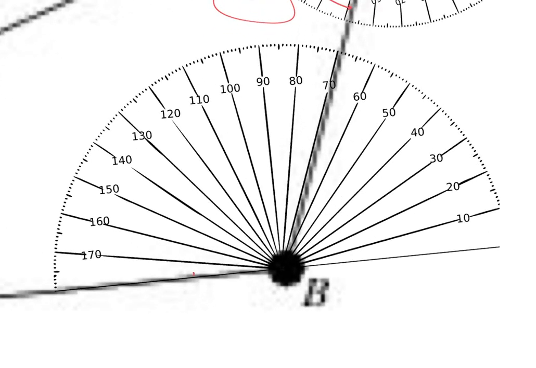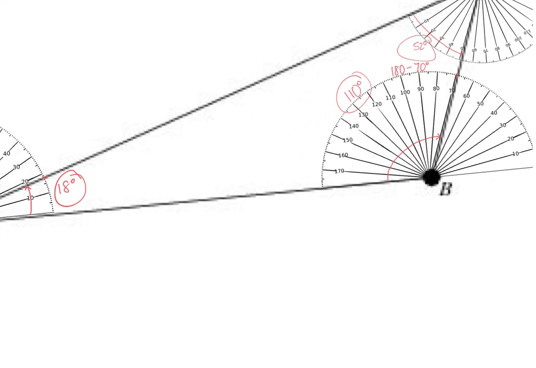And then the last one, we're counting backwards. So we're going to backtrack from 180. Let's just say that this crosses exactly at 70. So we're going to do 180 minus the 70 degrees over on the right side. That will give us, in this area, 110 degrees. So we've got 3 angles: 110, 52, and 18.